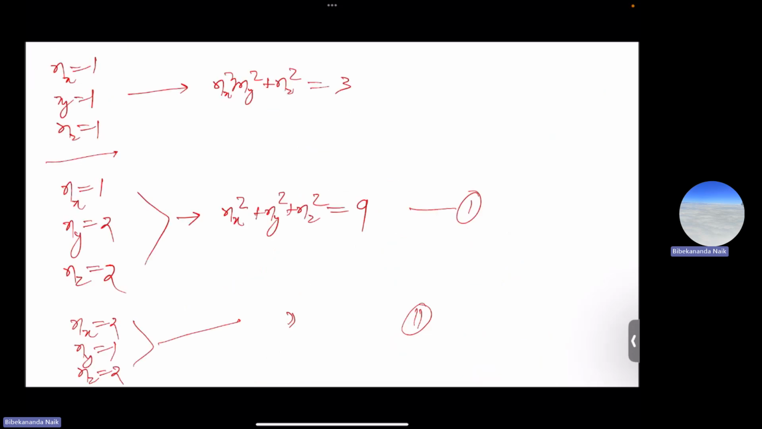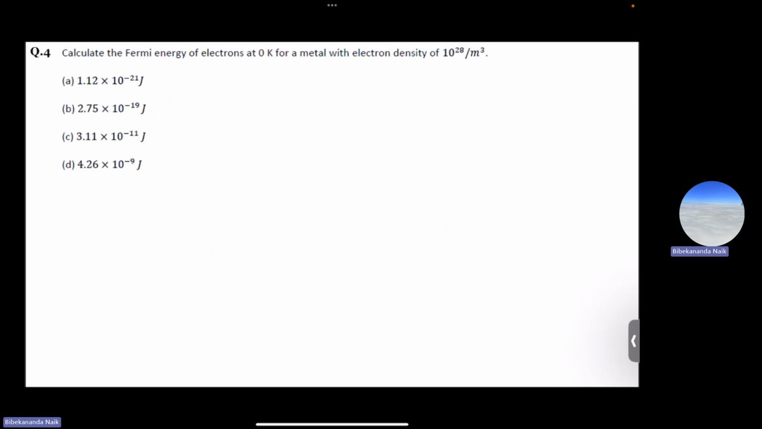I hope this is clear to everyone. Now we will move to the next question, question number 4. The question says: calculate the Fermi energy of electrons at 0 Kelvin for a metal with electron density of 10 to the power 28 per meter cube. Options are option A, 1.12 into 10 to the power 21 joule; option B, 2.75 into 10 to the power minus 19 joule; option C, 3.11 into 10 to the power minus 11 joule; and option D, 4.26 into 10 to the power minus 9 joule. I'll give you a few minutes to try this question, and then I will discuss how to solve it.